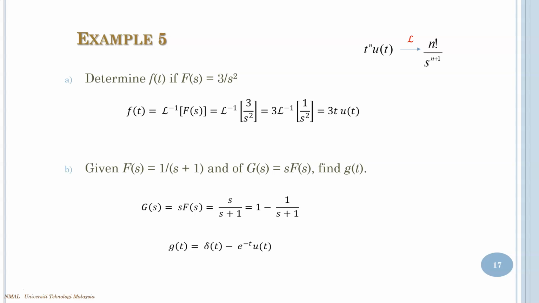Now, to twist this question a little bit, given F(s) equal to 1 over s plus 1 and G(s) equal to s times F(s), you need to find g(t), which means you need to perform the inverse Laplace transform. So G(s) becomes s divided by s plus 1. If you look at the list of tables, you cannot find a time domain function that matches this form of Laplace transform, which is s divided by s plus 1.